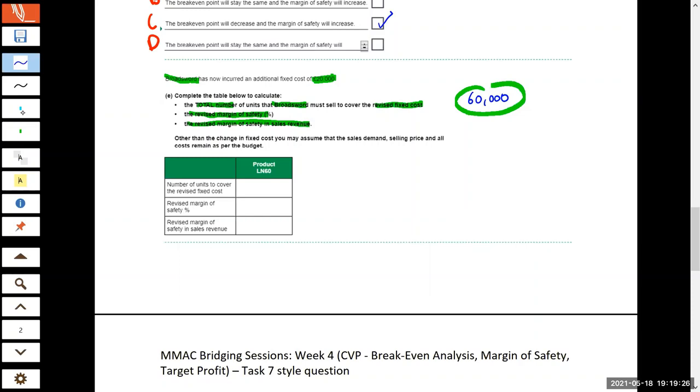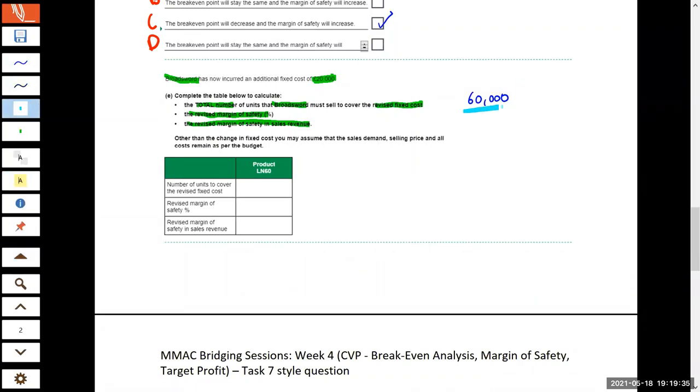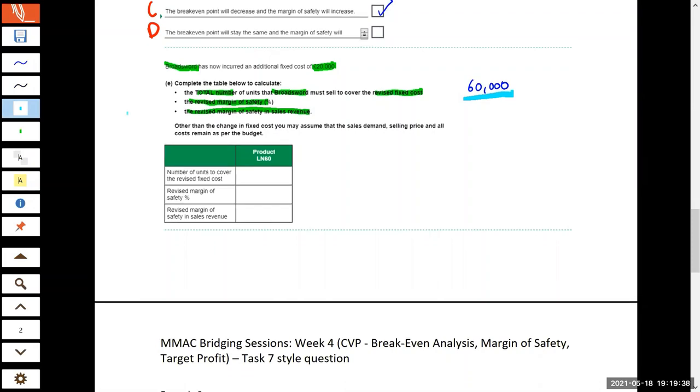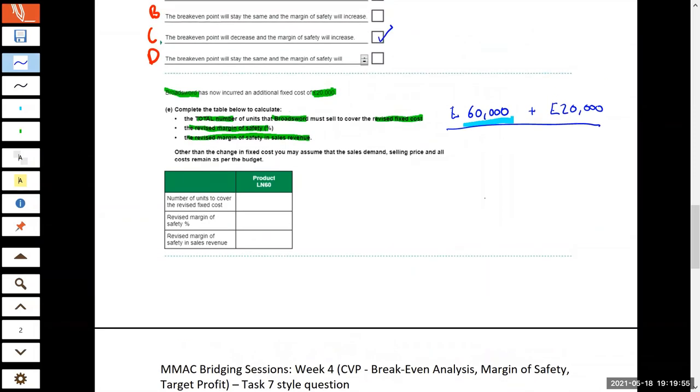We've only got a couple of minutes left to get through this question. So I just want to make sure that we're all aware of this. So we've got the original 60,000 that we need to cover our fixed costs. But now we've got an additional £20,000 in the fixed costs. So if you think of that graph, we've just gone down an extra £20,000. So we've gone to 80,000. But we still get there at a rate of £25 per unit. So can somebody tell me the number of units to cover the revised fixed costs?